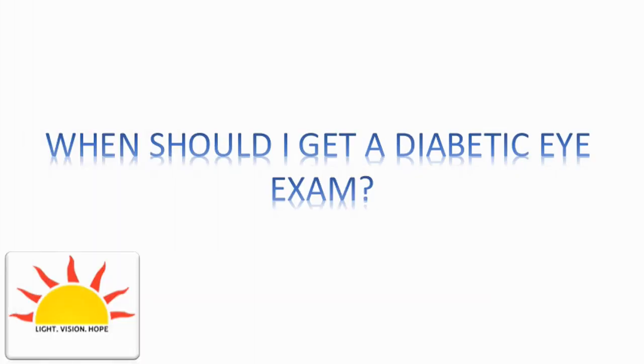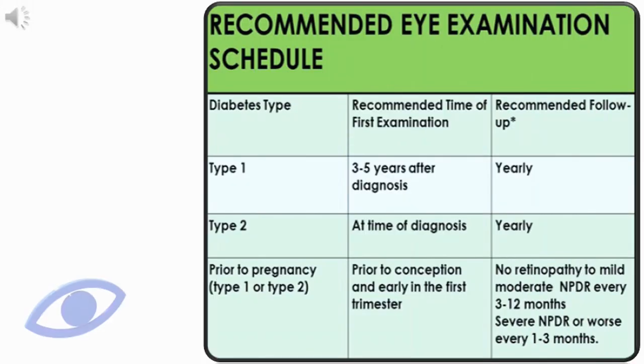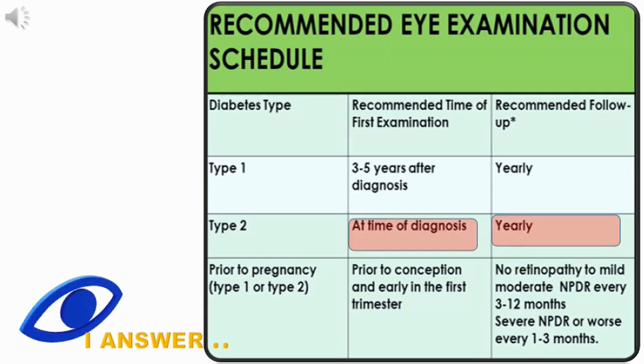When should I get a diabetic eye exam? Every person with type 2 diabetes should get their eyes checked at the time of diagnosis and yearly thereafter. Once diabetic retinopathy is diagnosed, then the eye specialist decides on the follow-up timings for the patient according to their disease stage and complications.